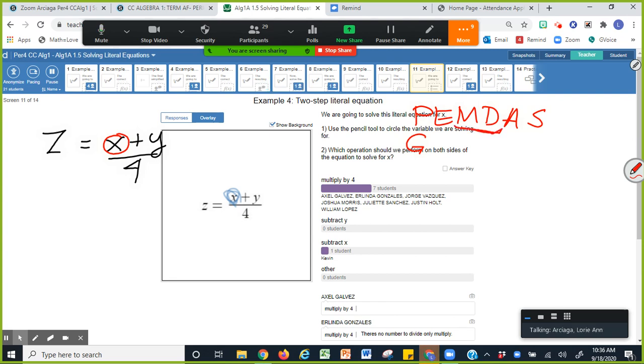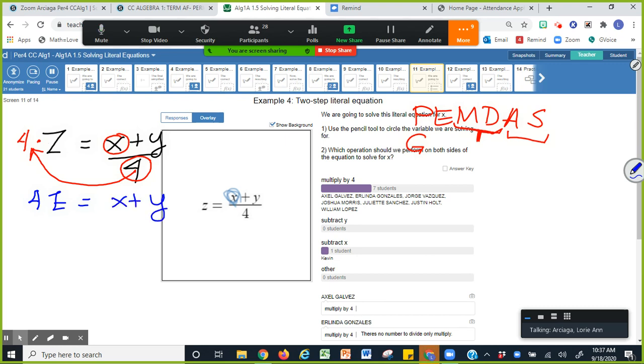M or D come first before A and S. So that means we will either multiply or divide first. So then we take a look at the 4. Oh yeah, 4 was divided, so that has to be taken away first. And how are you going to do that? You're going to do the opposite. It was divided, so you have to multiply by 4, right? Okay, so it will become 4z is equal to x plus y.